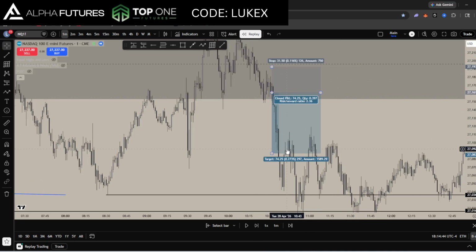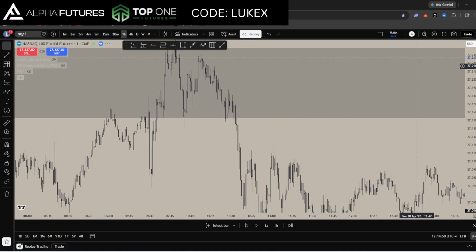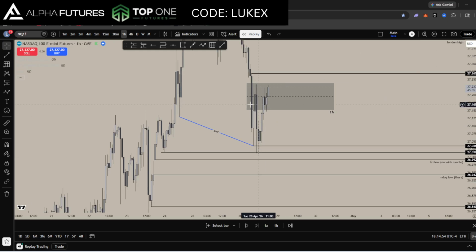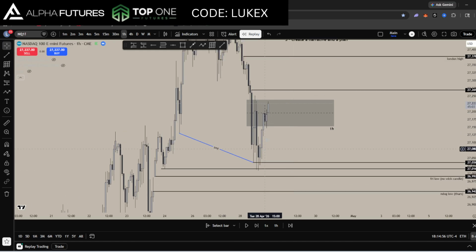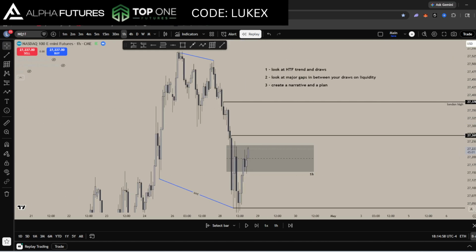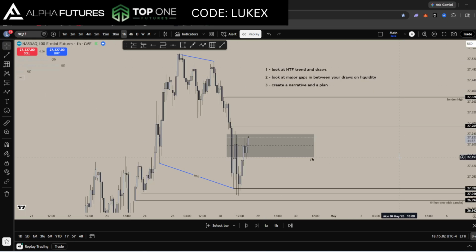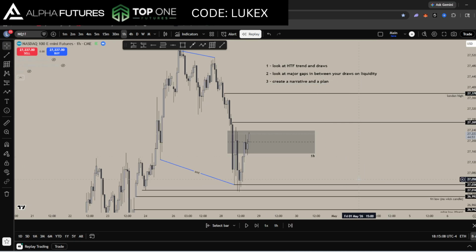And just by knowing that we had that condition, it saves us from doing unnecessary things, because we're giving ourselves a plan at the beginning of the day. We're saying only look for shorts if this condition gets respected, and only look for longs if this condition gets disrespected. So again, this is the criteria. This is all you need. You're looking at the higher time frame trend and the draws. You're looking at the major gaps in between your draws, your buy side and your sell side, and then you're creating a narrative and a plan. And that's pretty much it.